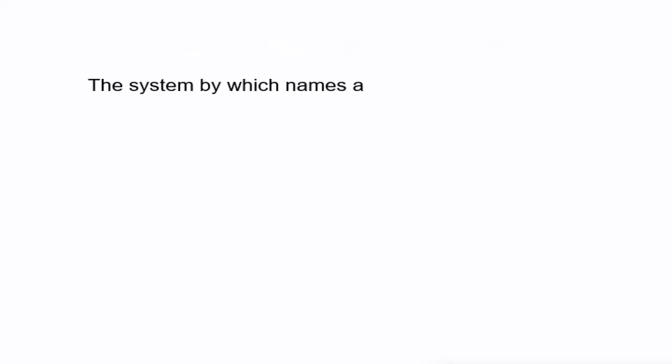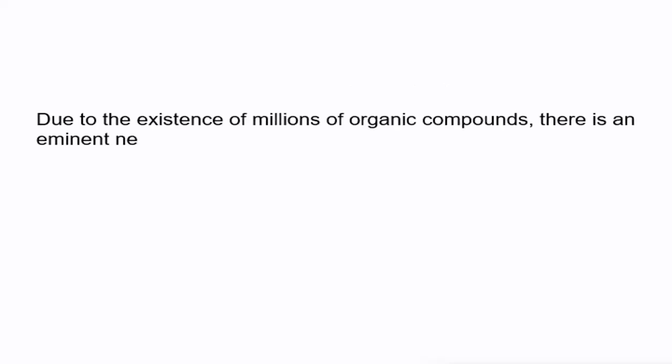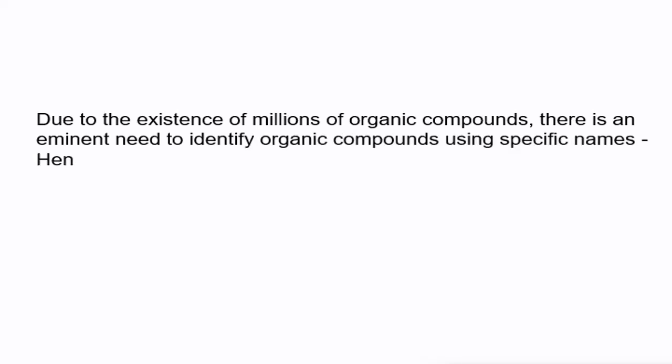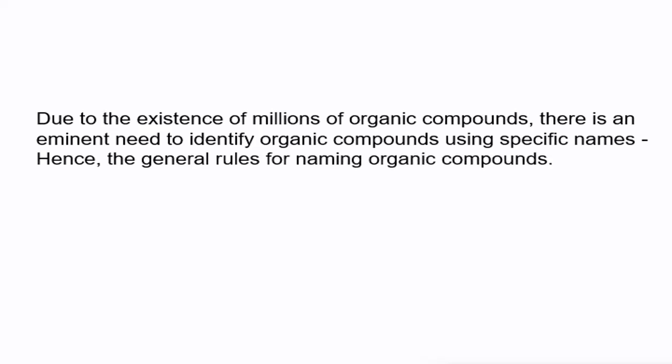Today we'll learn about general nomenclature. So nomenclature in chemistry means the system by which names are given to compounds. So we know that due to the existence of millions of organic compounds, there is an eminent need to identify organic compounds by specific names, hence the general rules for naming organic compounds.